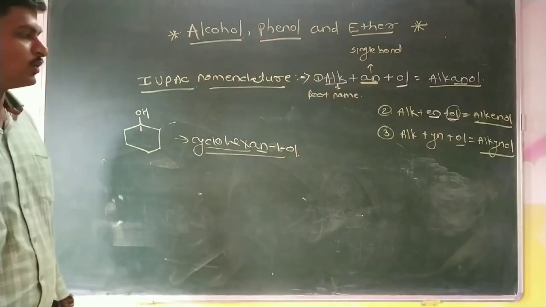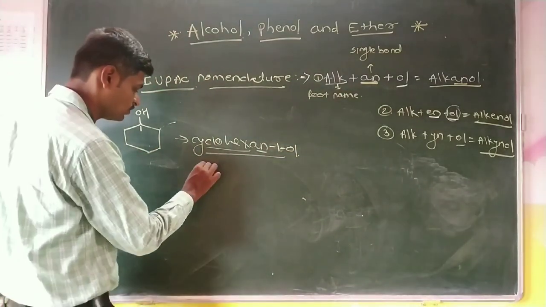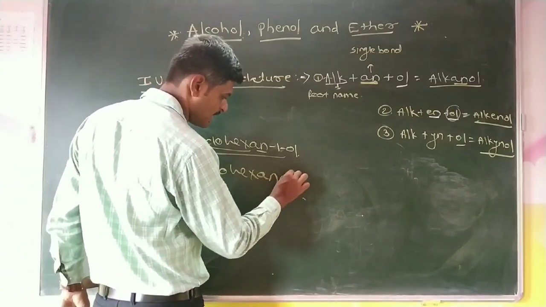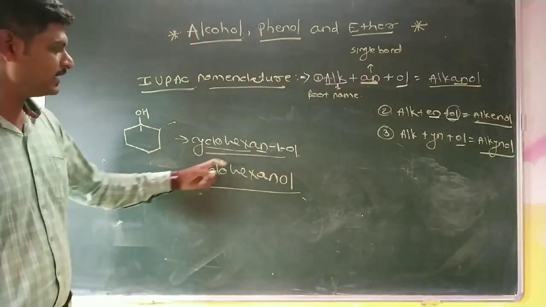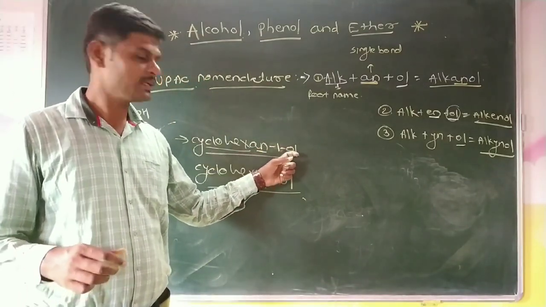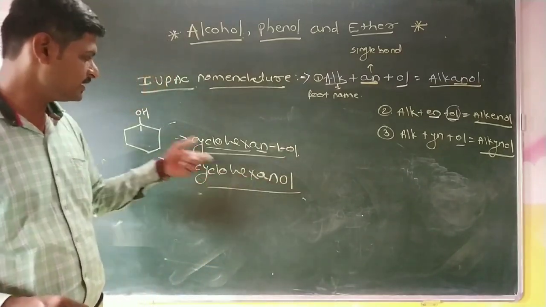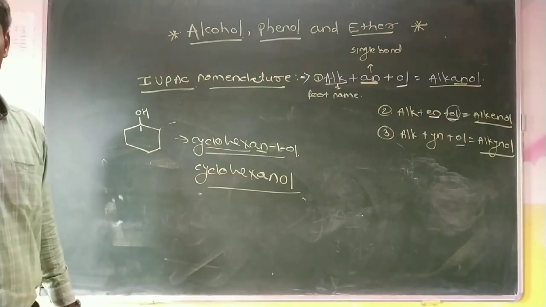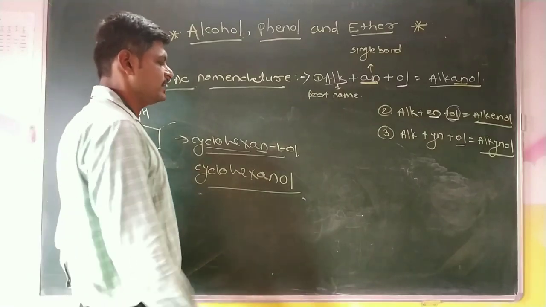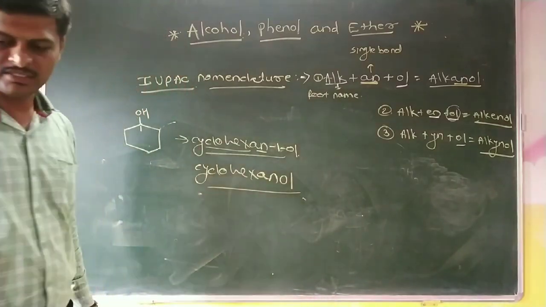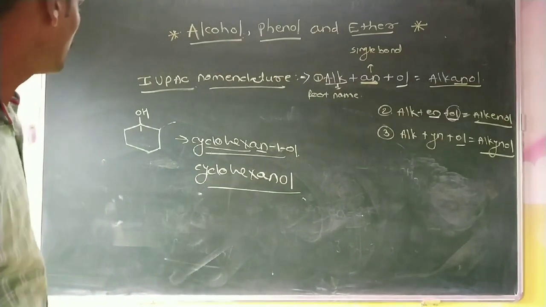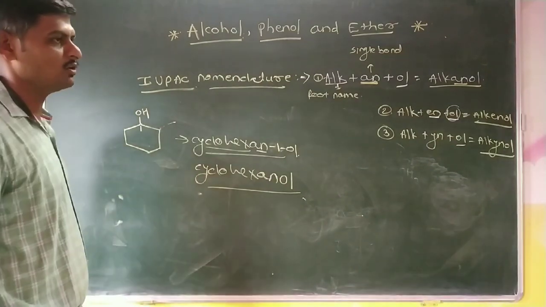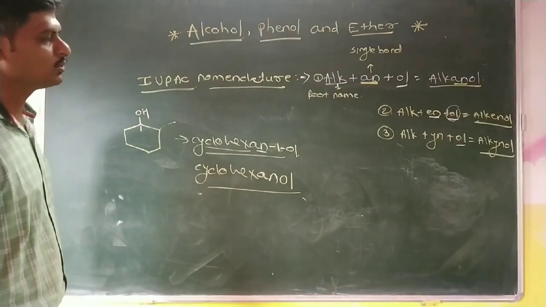This compound is named cyclohexanol. The e of cyclohexane is replaced by ol, and the IUPAC nomenclature of this compound is cyclohexanol. Okay, guys. This is an example. In this example, only one hydroxyl group is present. Some examples are in some alcohols.